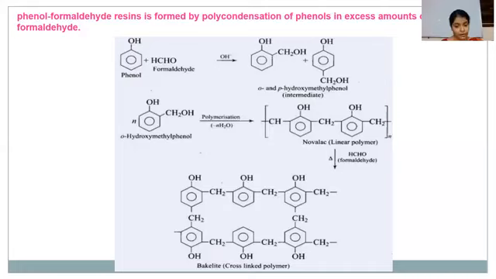Bakelite is a form of rubber which is used for the making of tires.